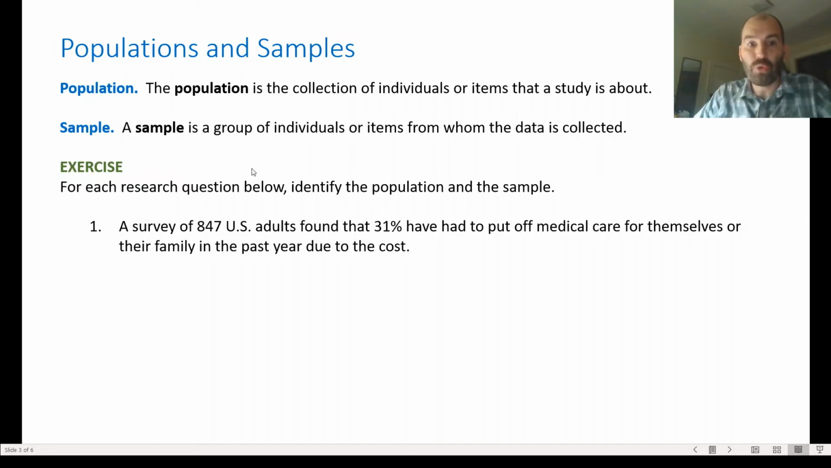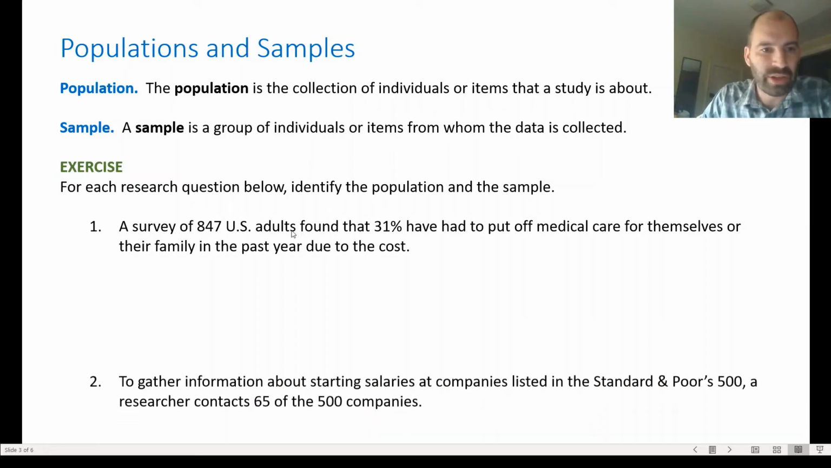The population is who this study is about. Well, they may have only collected the data from 847 U.S. adults, but it sounds like this study is actually about all U.S. adults. It's not supposed to just pertain to those people that participated in the survey. They're trying to draw a conclusion for everyone. We should maybe stipulate that it's everyone in the U.S., because people outside the U.S. may have very different opinions. So I would say the population is all U.S. adults. All right, let's look at another example.